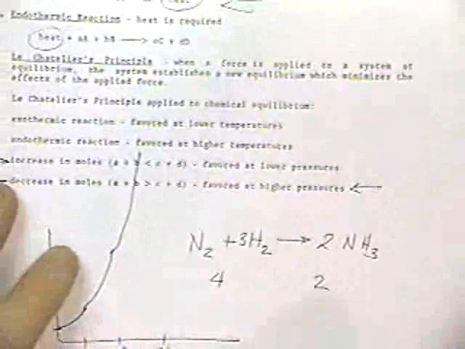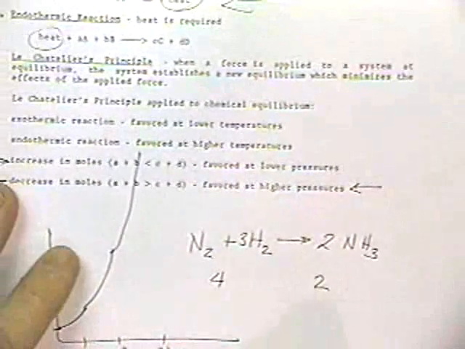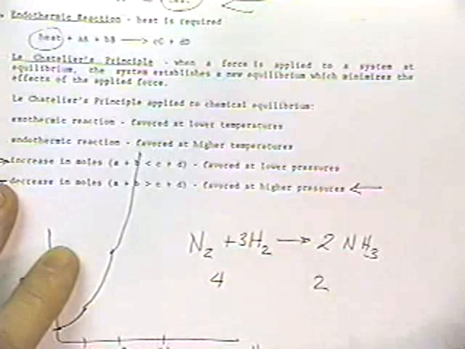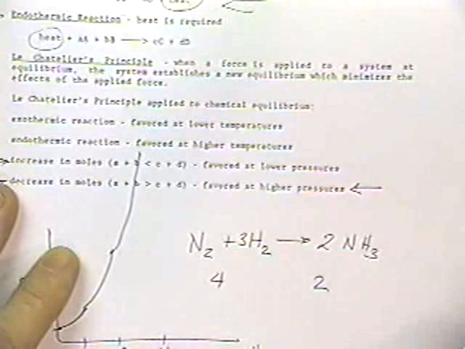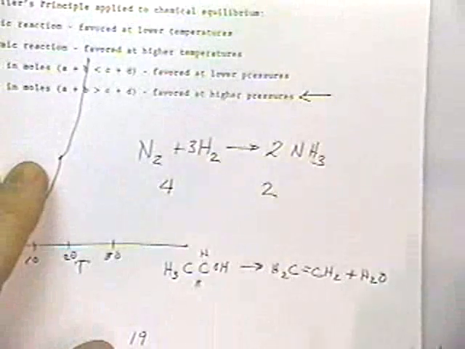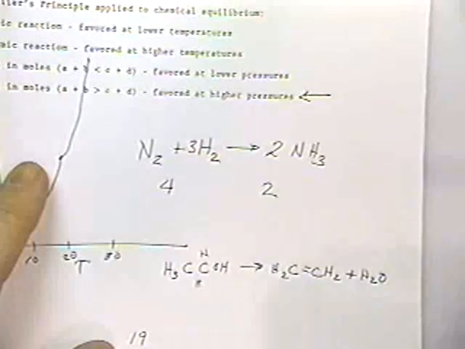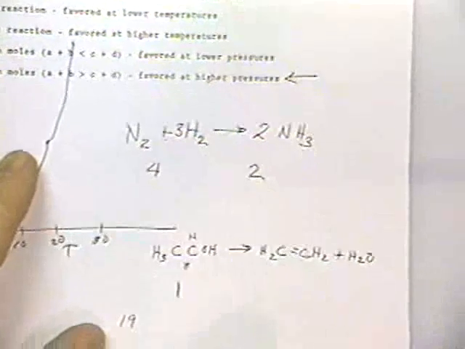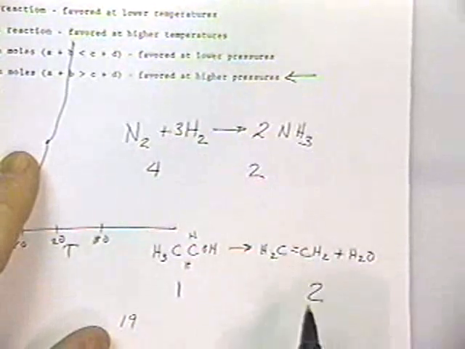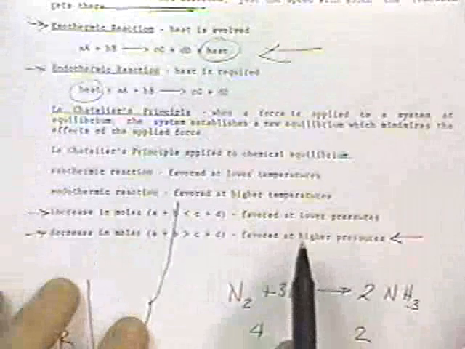Another reaction is you can take ethanol and form ethylene and water. I hope I have that balanced. Here we start with 1 atom and we get 2, and so that would be favored at low pressure according to Le Chatelier's principle.